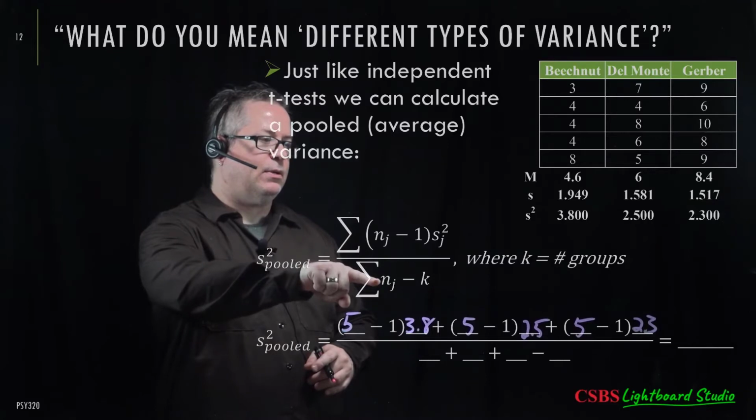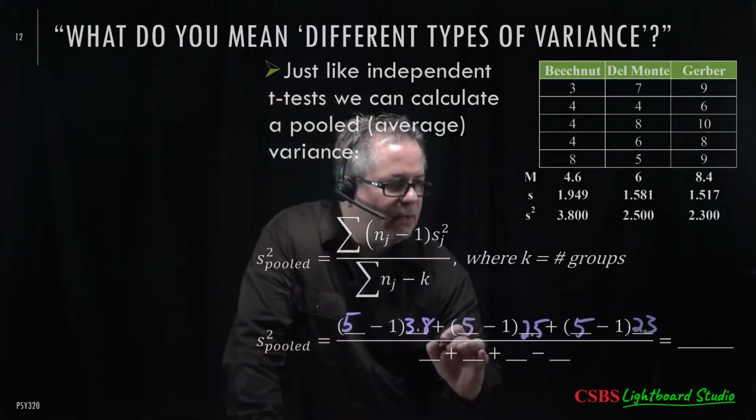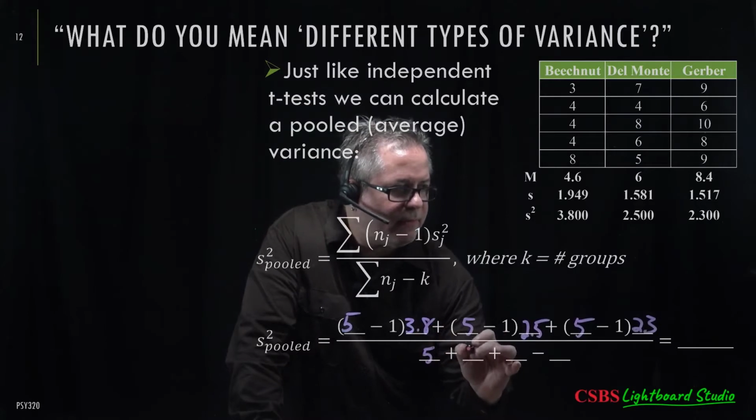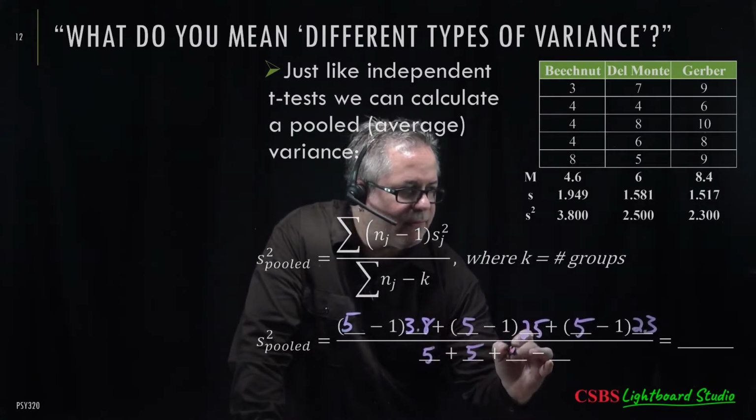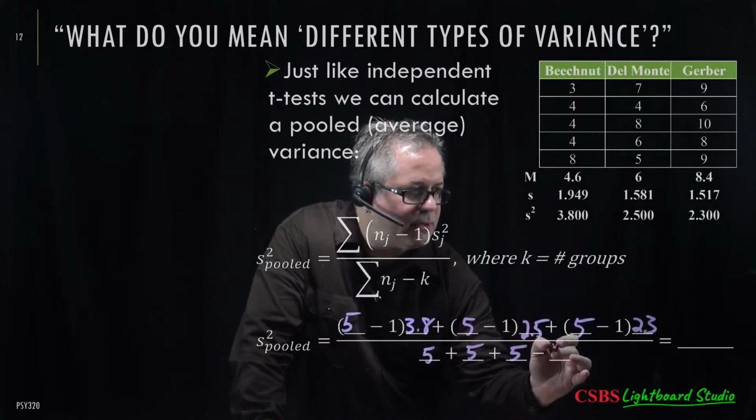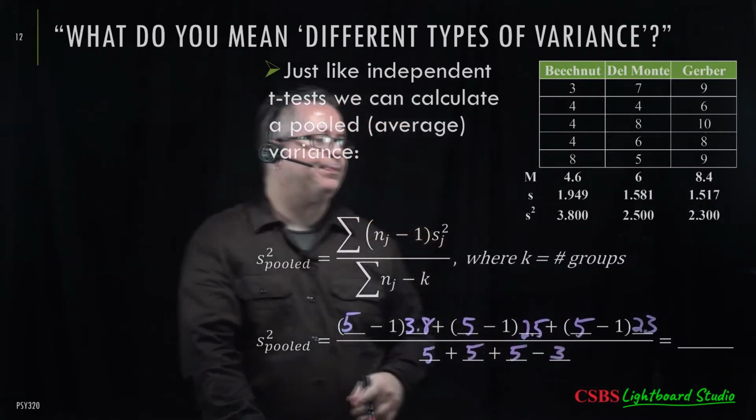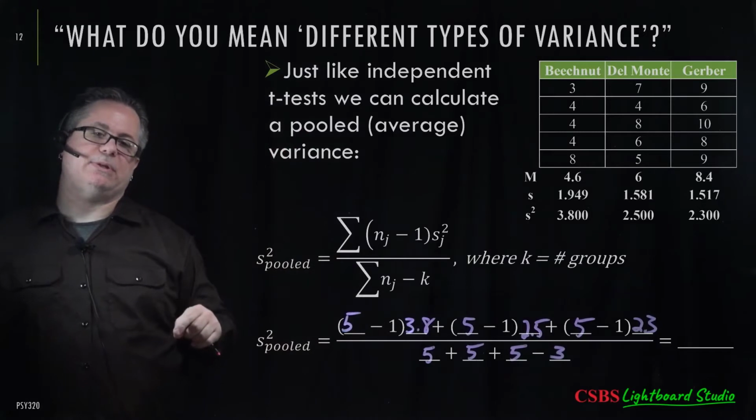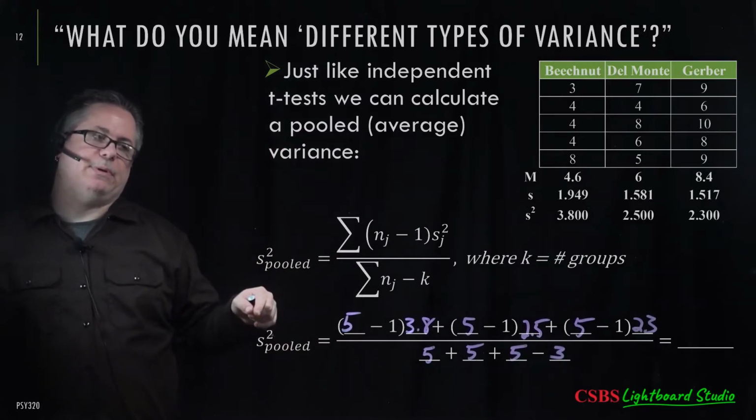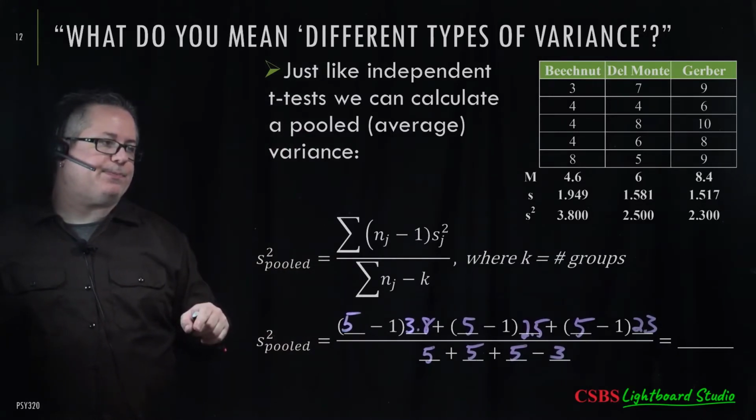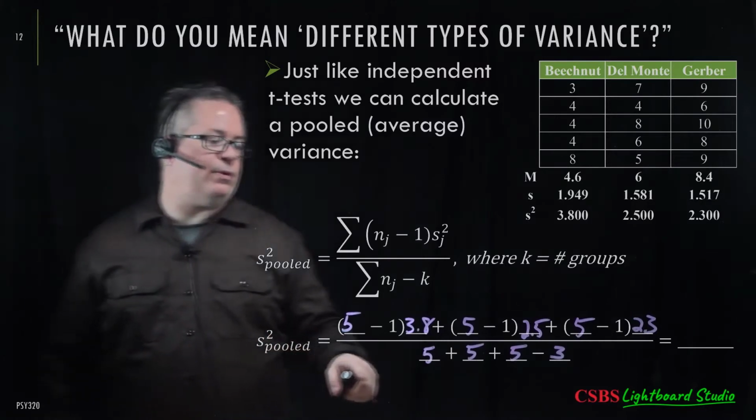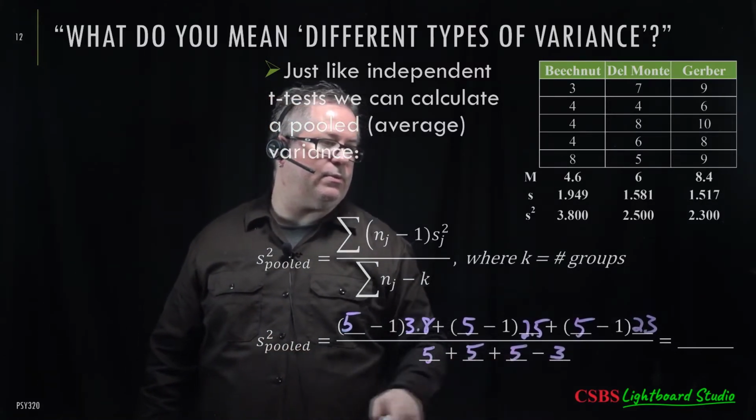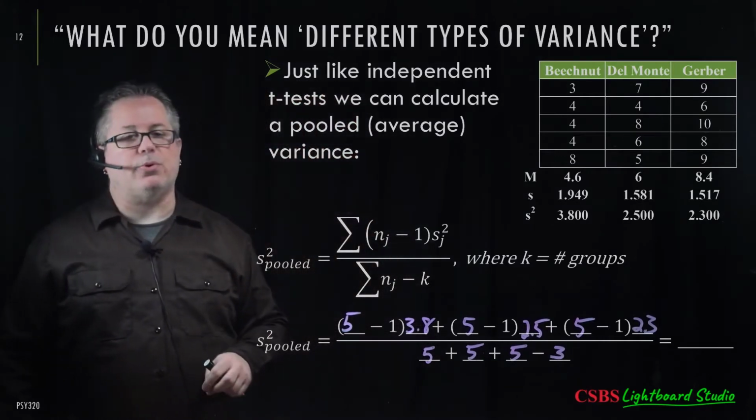All right. And on the bottom, I'm just going to sum up all the n. It's going to be 5 plus 5 plus 5, and I have 3 groups, so I'm going to subtract 3 there. You remember when we did the independent samples t-test, it was n1 plus n2 minus 2, because we had 2 groups. Now that we have 3 groups, we're going to add up all 3 of them and subtract 3, because we're losing 1 degree of freedom per group.